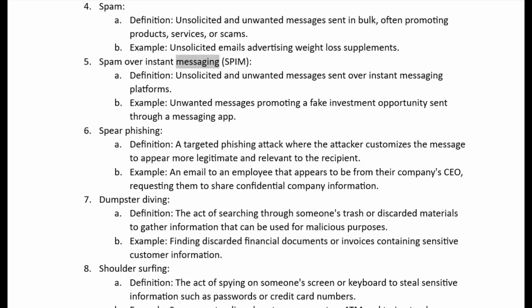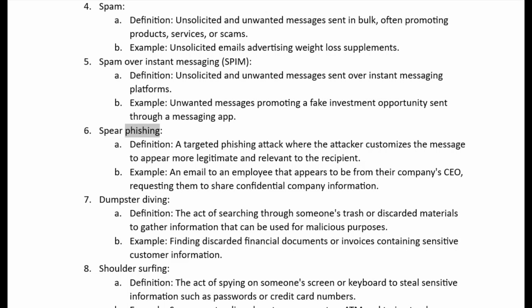Spam over instant messaging, SPIM. Definition: unsolicited and unwanted messages sent over instant messaging platforms. Example: unwanted messages promoting a fake investment opportunity sent through a messaging app.